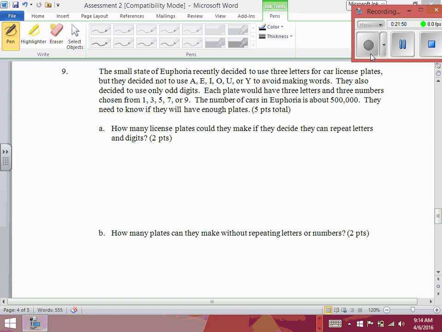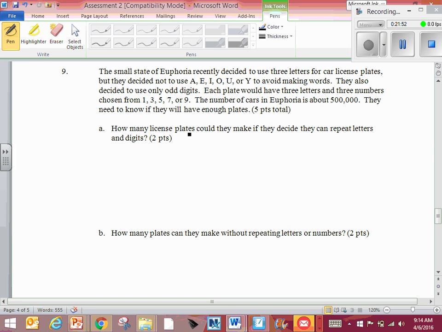Here it comes. The problem is actually about license plates. Hey, there's a town named Euphoria. You read the whole paragraph. They got people driving cars. They need 500,000 license plates. Okay. But you can't have 2 people with the same license plate. That way you can get pulled over. I'm getting a ticket for somebody else's stuff.